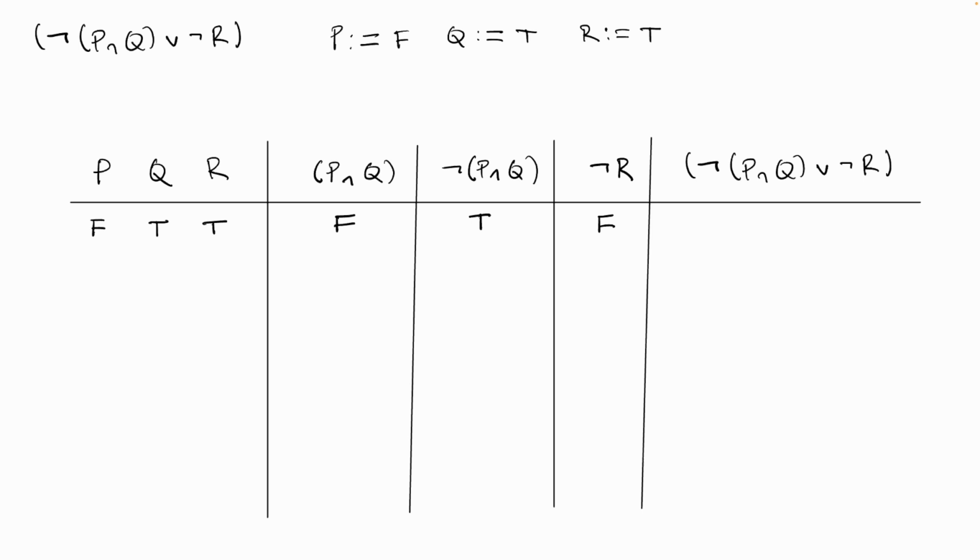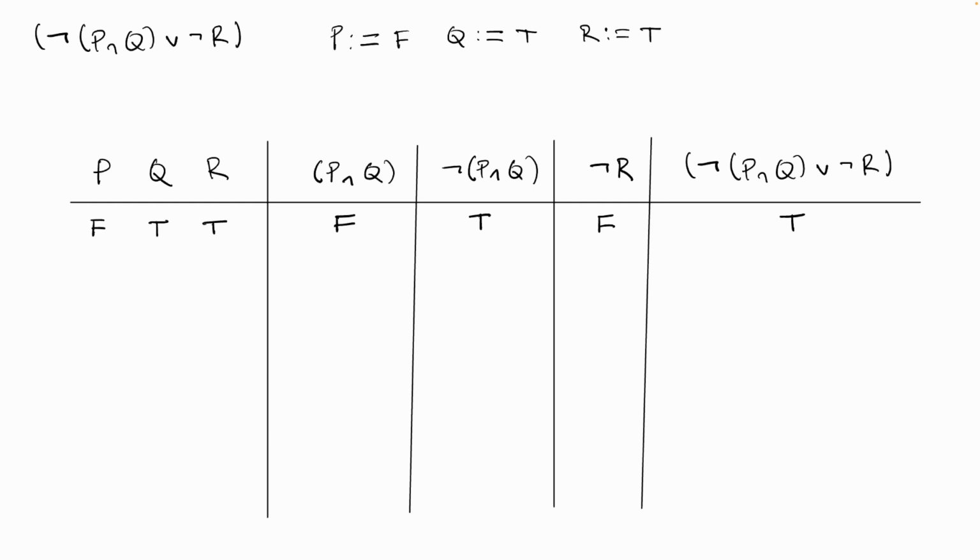And finally, now that we have computed the truth values for both not P and Q and not R, the disjuncts of our original target formula, we can calculate the truth value of that formula. Since at least one of its disjuncts is true, by definition, that makes the whole disjunction true. So under the assumption that P is false, Q is true, and R is true, the whole formula, not P and Q or not R, would be true.